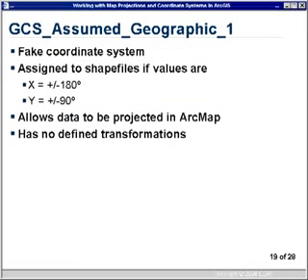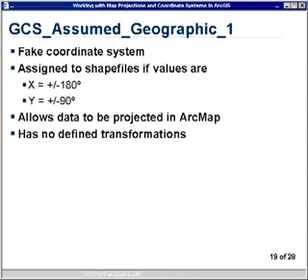Another thing to watch for is if you have a shapefile or geodatabase data that shows up with this coordinate system, GCS Assumed Geographic 1. The way to remember this is not that it's assumed geographic, but to assume that it is wrong, or assume that it is incorrect. It's really a fake coordinate system that we assign to shapefiles if the x values are between plus and minus 180 degrees and the y values are between plus and minus 90 degrees.